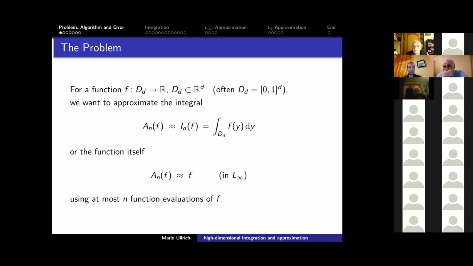Okay, so what is the general problem we have? The problem is we have for a function f. By the way, do you see my mouse? Yeah. Can I move it?